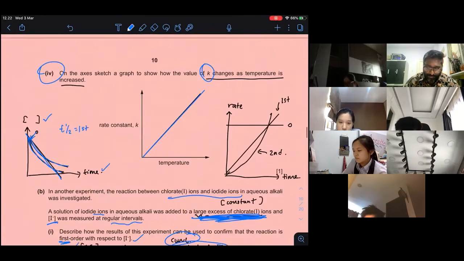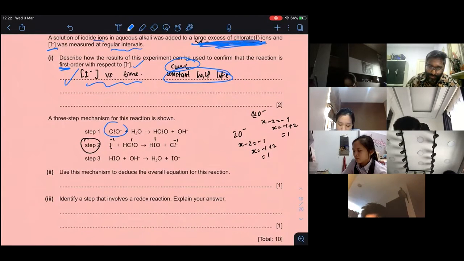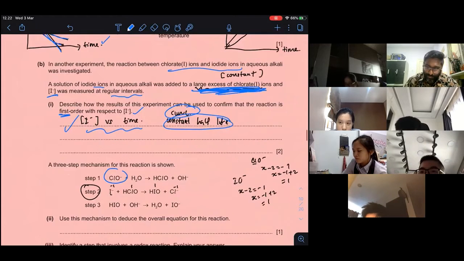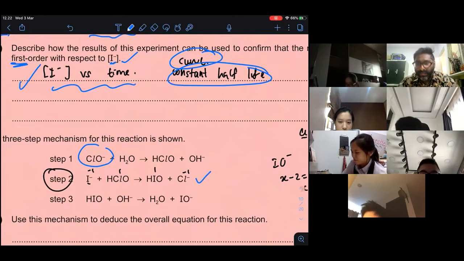If you look at the ClO minus, it is only going to be involved here. But they also mention chloride and iodide. So this one is different. Then they say it's going to be first order to I minus. So when I see first order to I minus, if I want to predict which one of these is going to be the slow step, the best prediction will be step number 2.